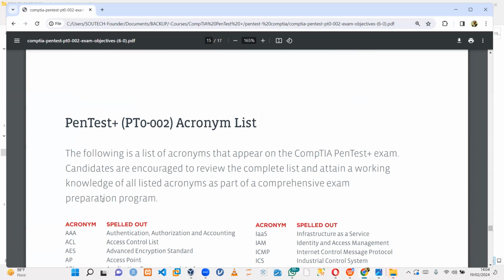Okay, so that's the end of the curriculum description. I hope it was not so long. I took my time to break down the entire concept of the PenTest+ PT0-002 curriculum. The next thing we're going to be doing in the training is to pick each of the objectives and break them down.